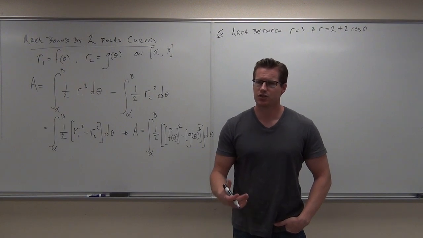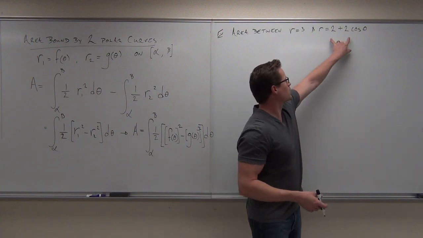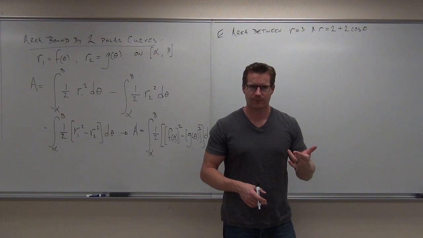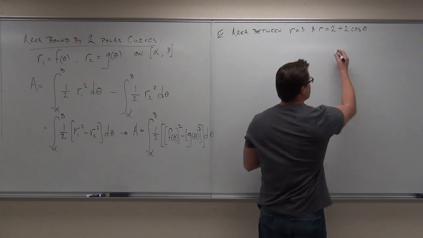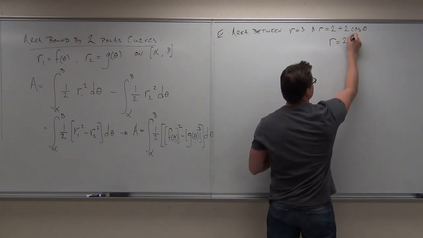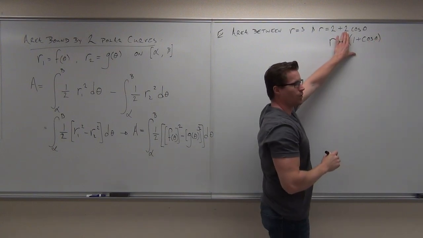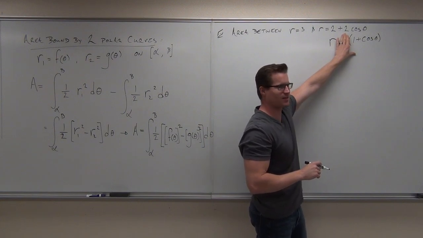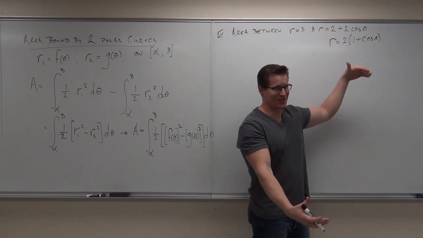So, firstly, do I have two polar curves? Is that a polar curve? For sure. Can you think about what that looks like? If you can't, do a little manipulation with this. You might want to think of this as R equals 2 times 1 plus cosine theta. Hey, look at that. What's R equals 1 plus cosine theta? The cardioid. What's 2 times that? Just a bigger cardioid, a larger heart.